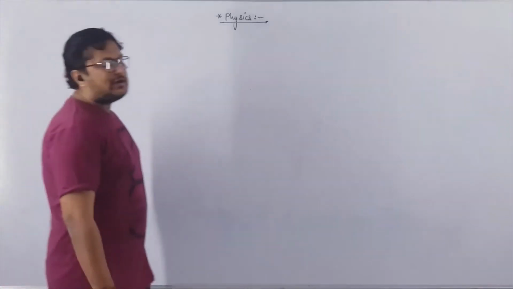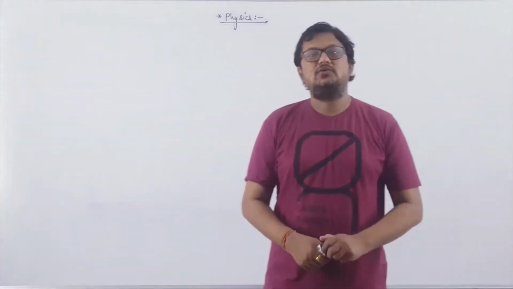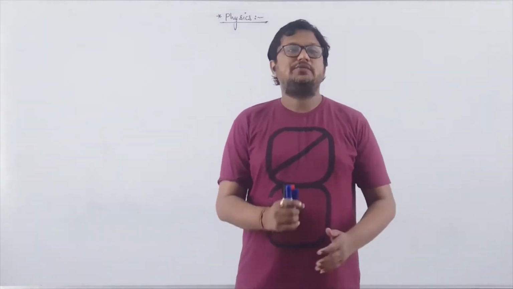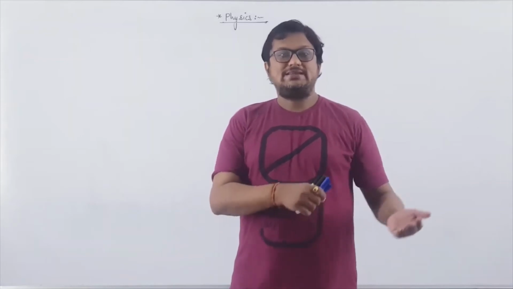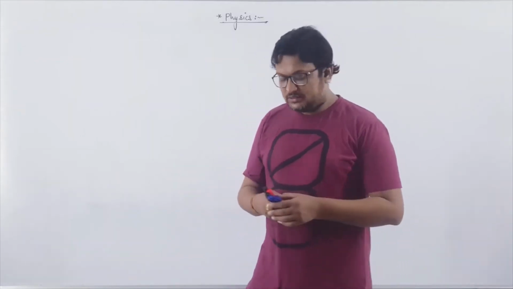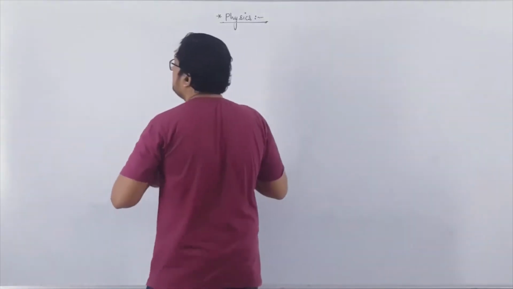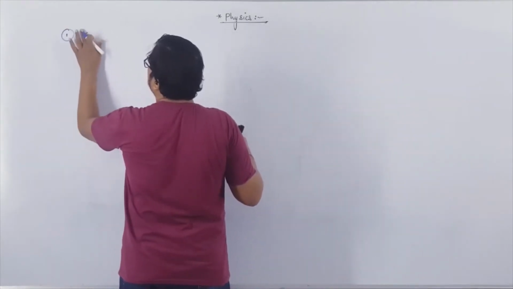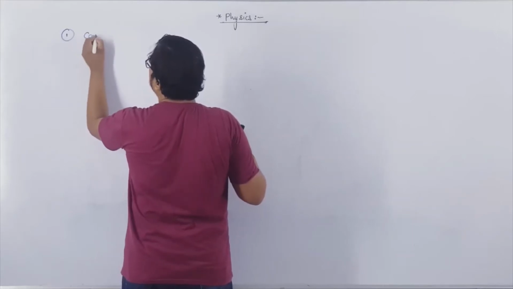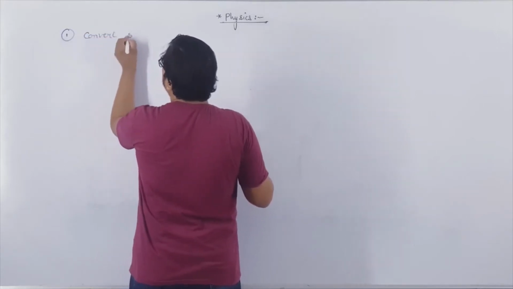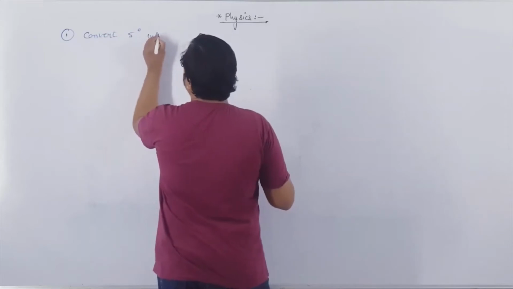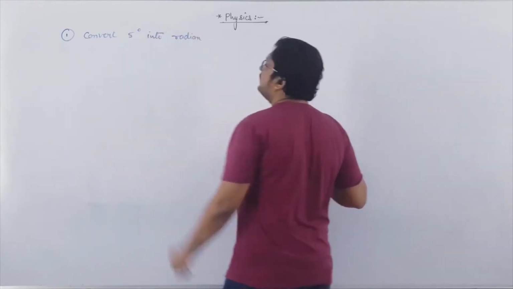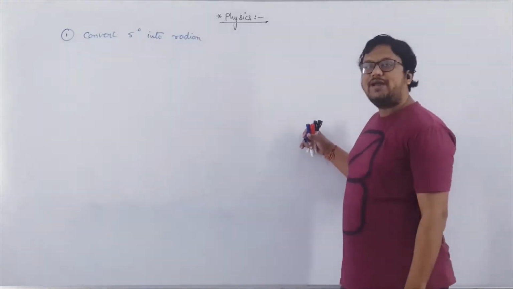Now let us solve a few examples in which we will convert degree into radian, minute into radian, second into radian, as well as a combination of degree and minute, or minute and second into radian. Let us start with some simple examples. Suppose we want to convert 5 degree into radian. So convert 5 degree into radian.